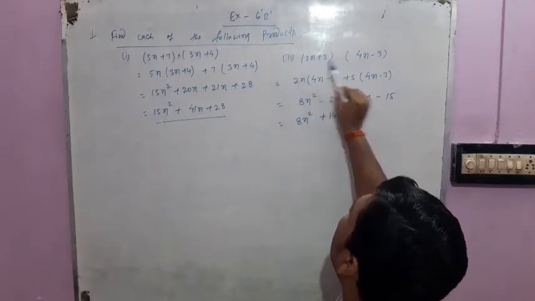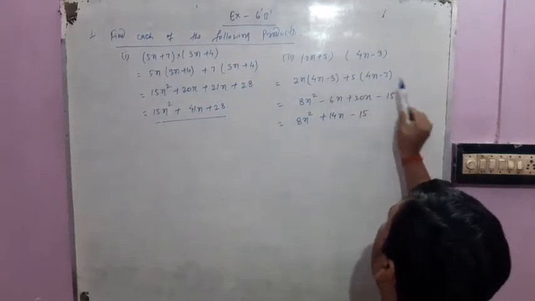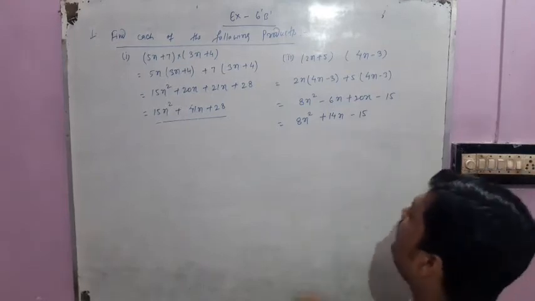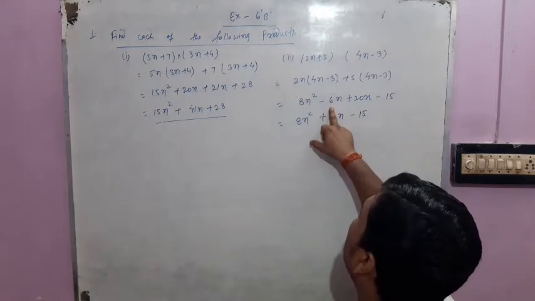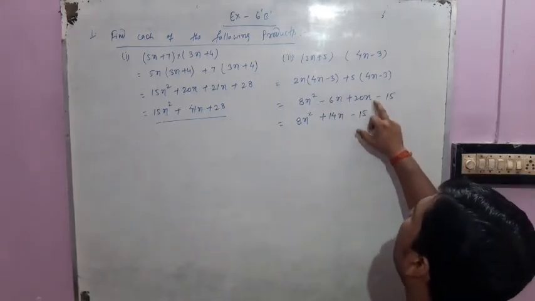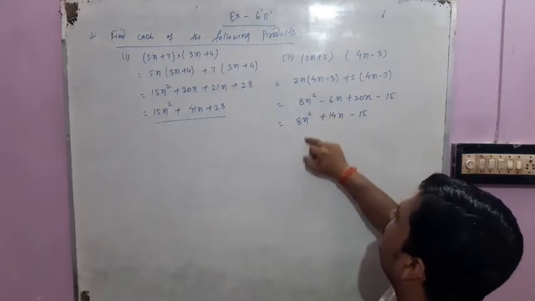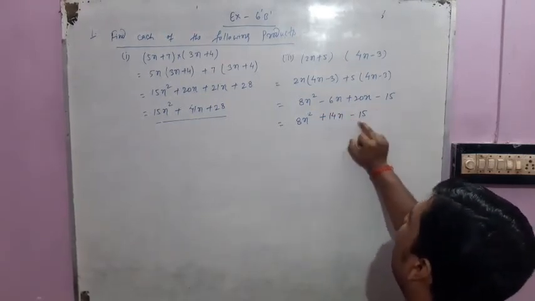Okay student, again I am repeating the terms here. First we multiply 2x with both of the terms, 4x minus 3. Then we have to multiply plus 5 with both of the terms. When we multiply 2x with 4x, we get 8x square, and 2x times 3 is minus 6x. Now plus 5 times 4 is 20x, plus times minus is minus, and 5 times 3 is 15. 8x square, when we add 20x with minus 6x, we get 14x and minus 15.